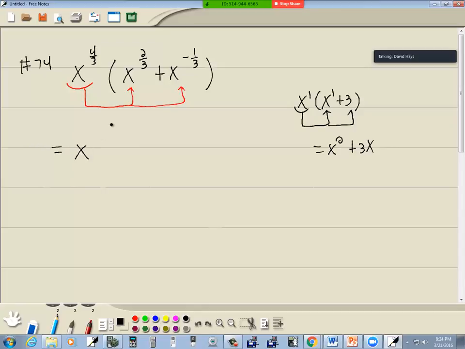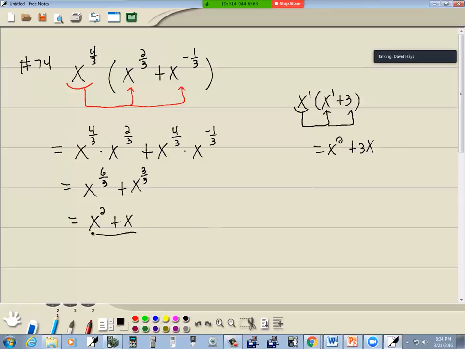So that's going to give us x to the 4/3 times x to the 2/3. Let me write it out. And I'll have x to the 4/3 times x to the negative 1/3. Remember, if you have x to a power times x to a power, you add the exponents. 4/3 plus 2/3 gives us 6/3. And 4/3 plus negative 1/3 gives us 3/3. 6 divided by 3 is 2, so we got x squared plus 3 divided by 3 is 1, so that's x to the first or just x. So that'd give us our answer.